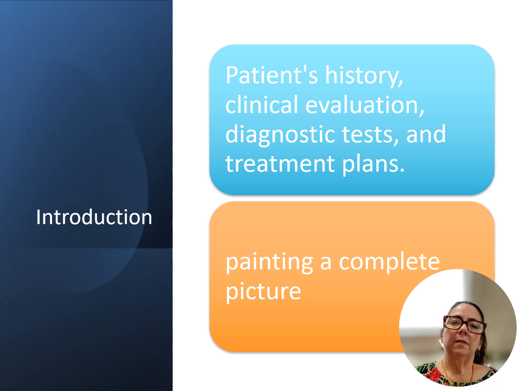Medical necessity documentation consists of several key components that together justify the need for medical services and treatments. They include patient history, clinical evaluation, diagnostic testing, and treatment plans. Each component plays a vital role in painting a complete picture of the patient's condition and the rationale for medical intervention. Let's delve into each of these components in detail, starting with history.